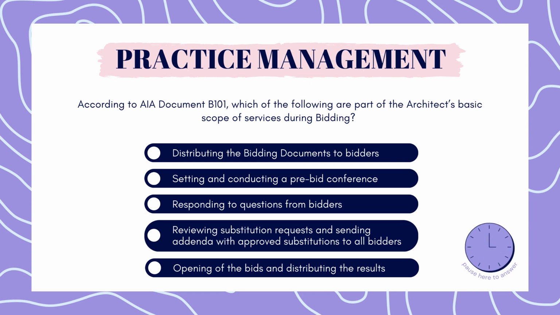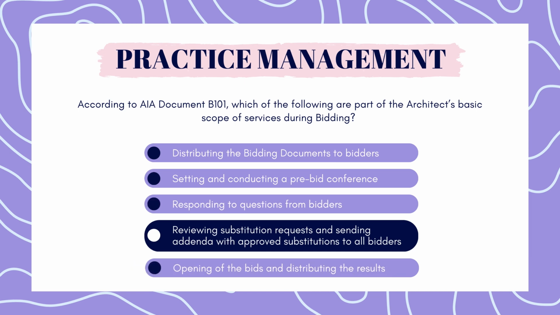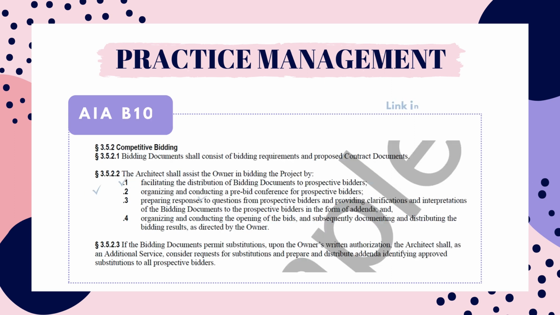And the answer is distributing the bidding documents to bidders, setting and conducting the pre-bid conference, responding to questions from bidders, and opening the bids and distributing the results. As stated in the question, this answer comes from Contract B101. Section 3 covers the architect's scope of basic services. Remember, B101 is the contract between the owner and the architect, so it covers what the architect is supposed to do and what the owner is supposed to do.